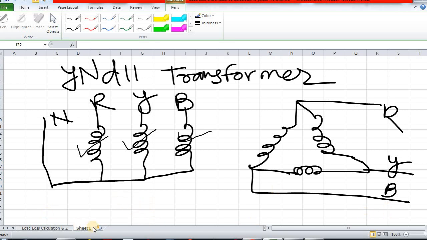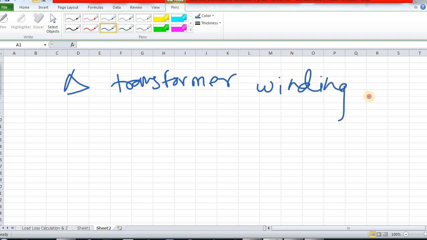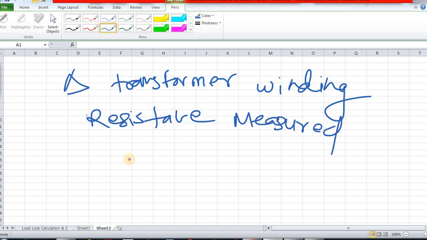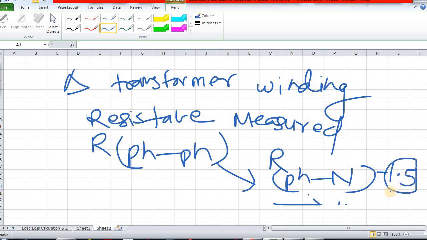In the delta case I will tell you, if you measure the resistance of a delta transformer winding phase to phase, and you want to convert it to phase to neutral, multiply by this factor of 1.5 and you will get phase to neutral.